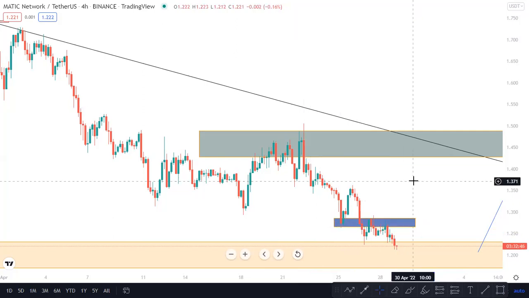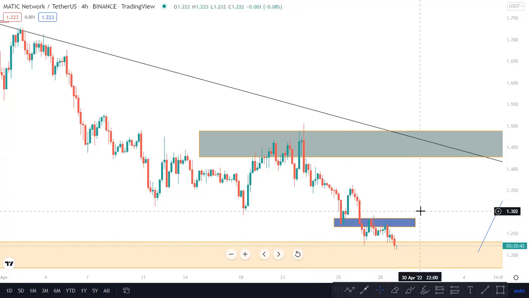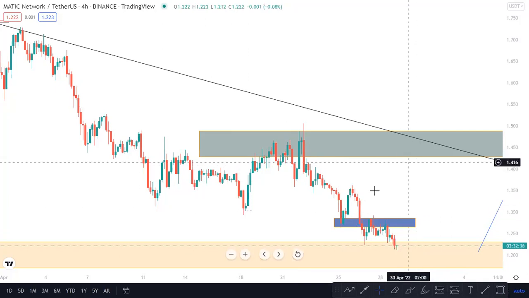Okay, here it is. We have this key level here. So what are we looking for? What are we waiting for? For us to take our entries and target those areas, or even this swing high.